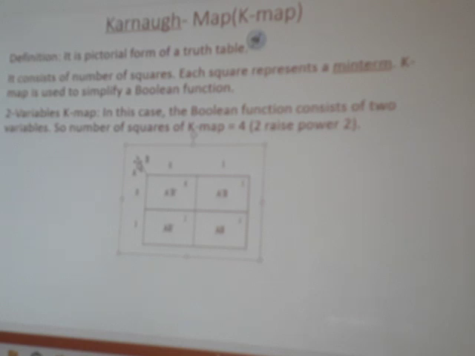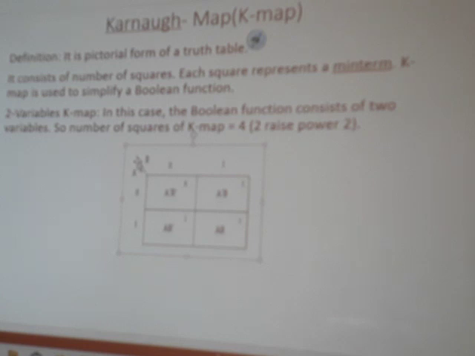For example, the first square represents the minterm m0, which is equal to a'b'. Similarly, the second one represents minterm m1, and this minterm is represented by a'b, and so on. So in this way, all the four squares represent different minterms. The K-map is used to simplify a Boolean function.